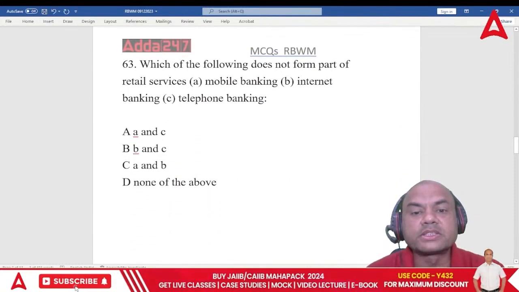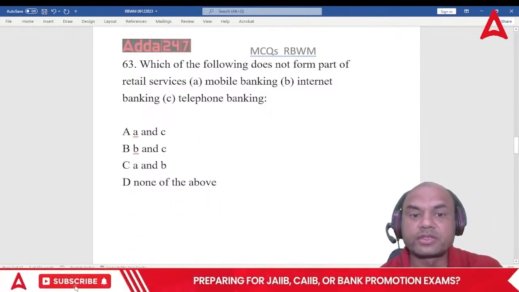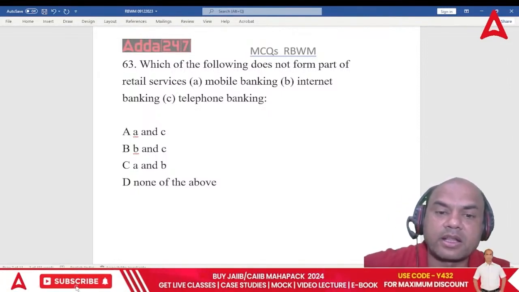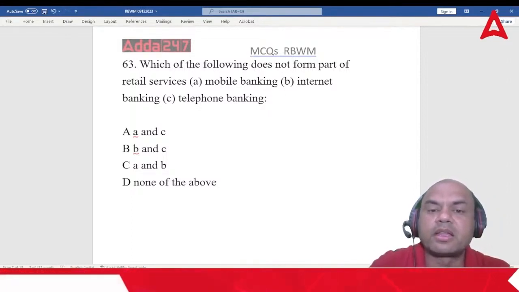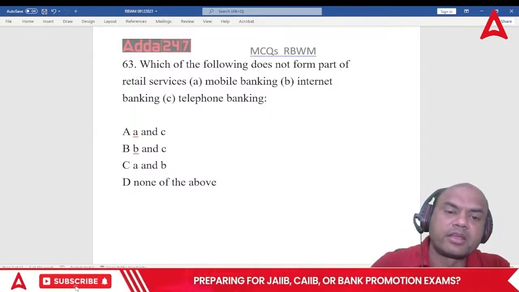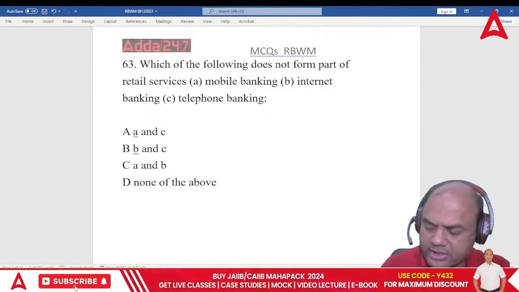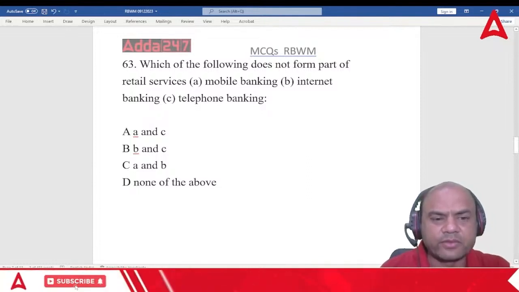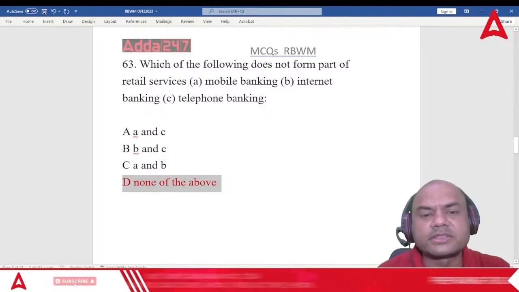Which of the following does not form the part of retail services? Mobile, internet, telephone banking. A, B, and C. Mobile banking, internet banking, telephone banking. It's quite simple now. This you can definitely get it. Answer is, simple answer. None of the above, isn't it? Because all are the part of this alternate channels now, right?